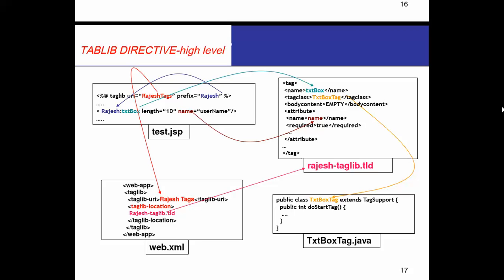So how am I going to use this in every page? This must work in 1000 pages. That's why I am writing this taglib directive. This is the test.jsp file which I have written, and now let us see how we are going to use this taglib directive. I gave the taglib directive name as Rajesh tags, right?